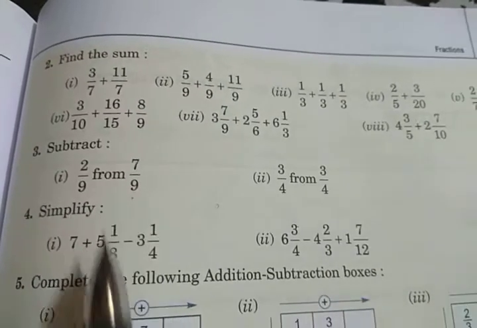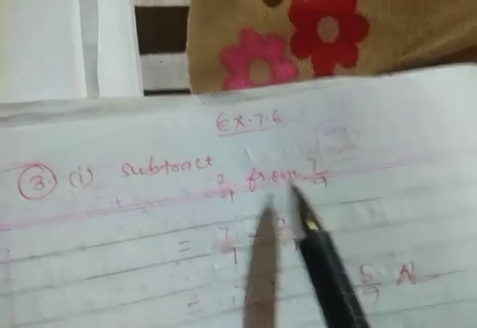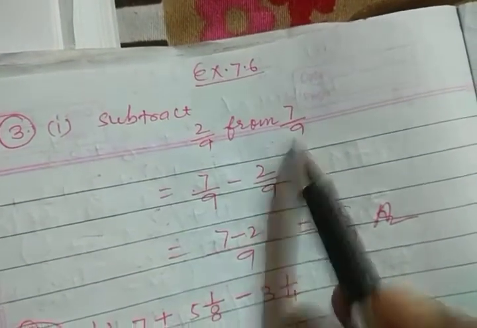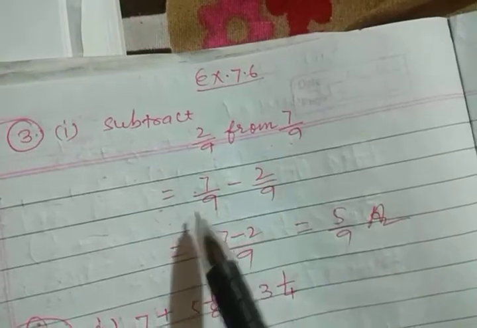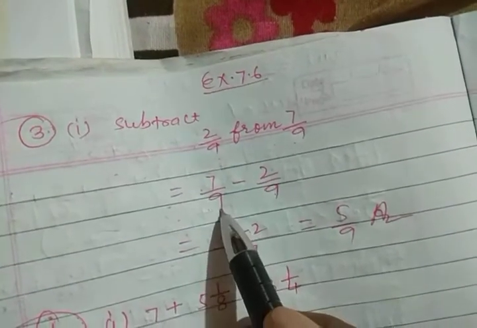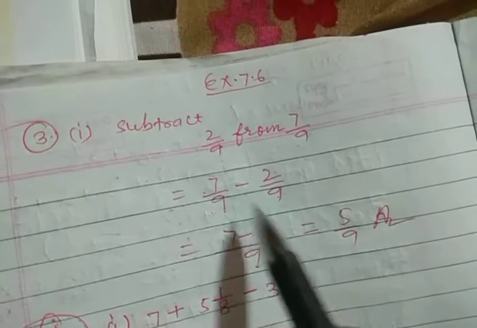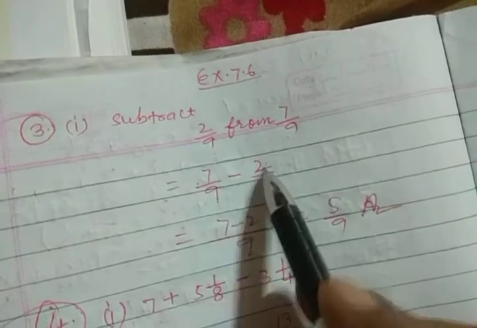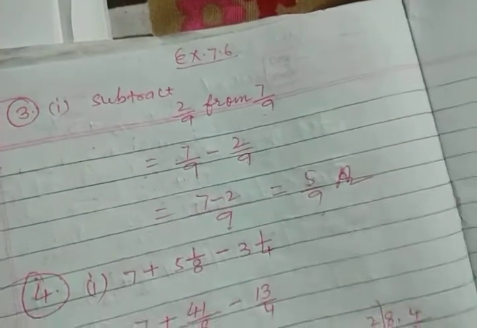Okay, so see here, 2 by 9 from 7 by 9, we can write 7 by 9 first, minus 2 by 9. Okay, so their denominators are same, therefore 7 minus 2, we get 5 by 9.